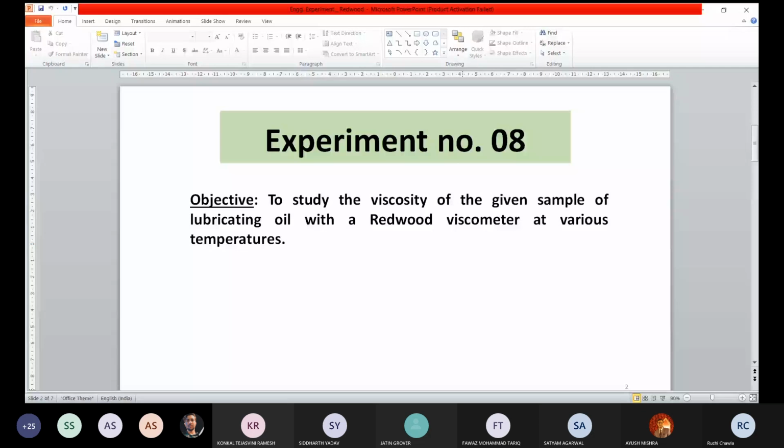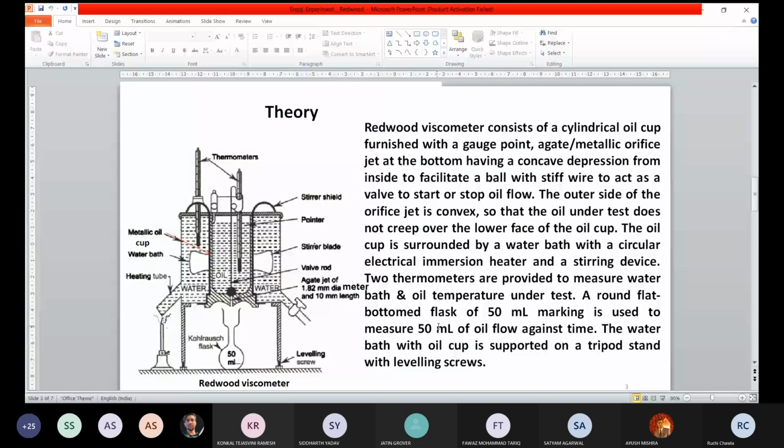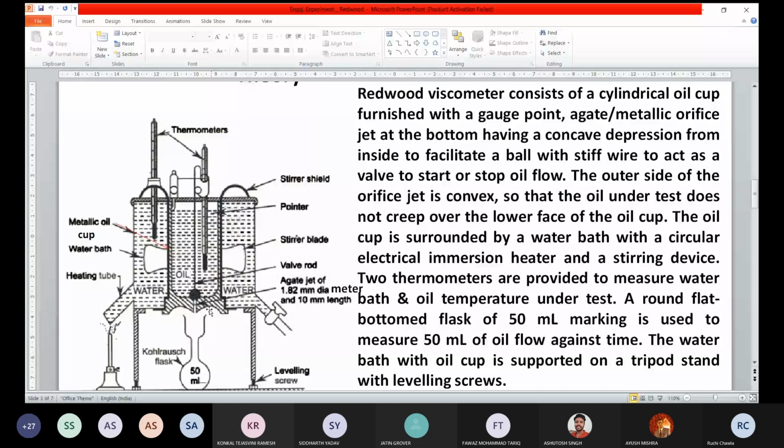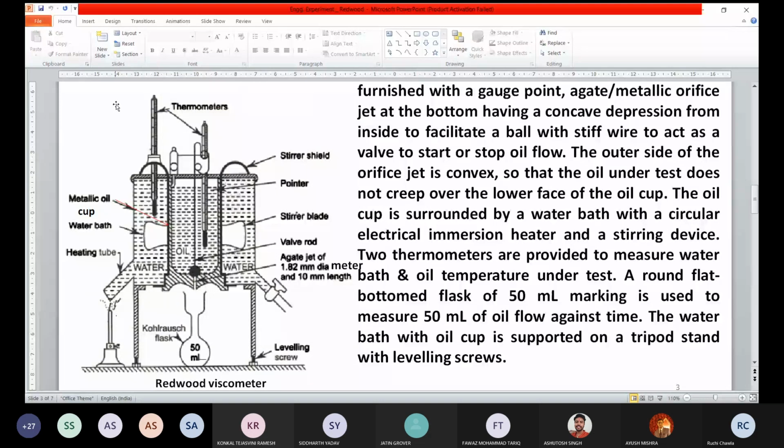Is slide number 3 visible to everyone? Yes, ma'am. So I'm just enlarging the figure. This is the setup of the Redwood's viscometer. In fact, if I tell you about the total setup, it is nothing but two concentric cylinders.